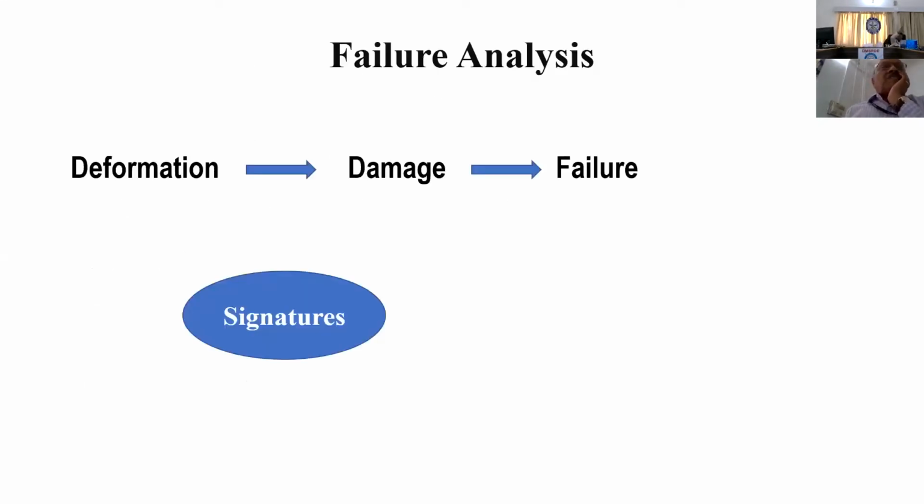So failure analysis can start by understanding the deformation behavior of the material, because the deformation leads to damage in the material. And if you are able to understand the formation and evolution of damage, then we can get a better grip of failure, and you will be able to see a lot of signatures during your failure analysis program.